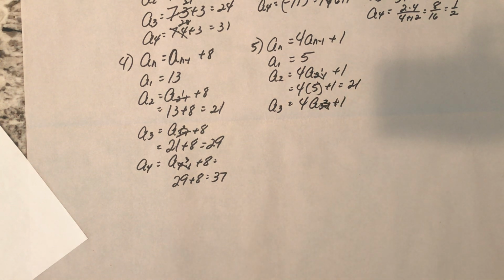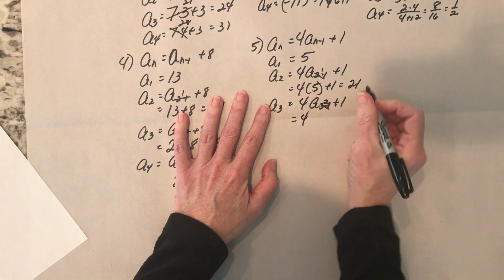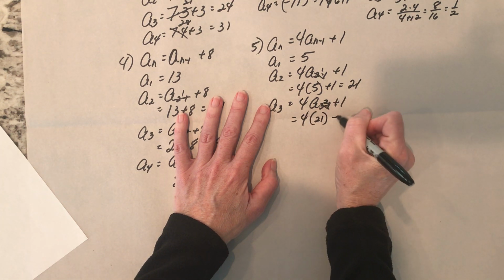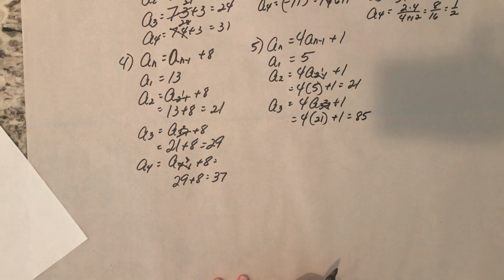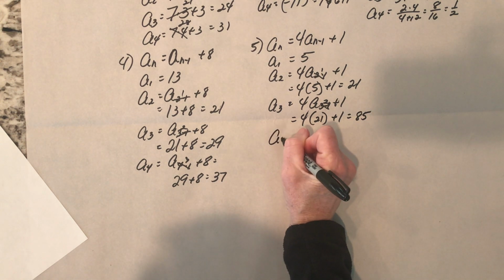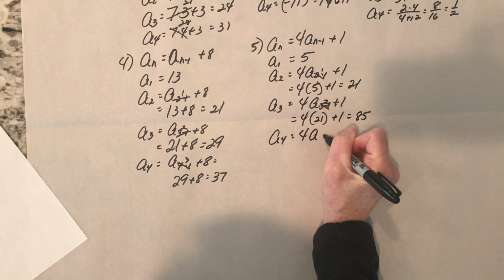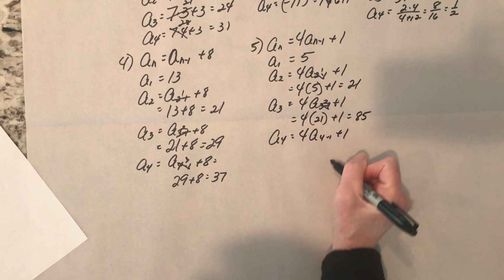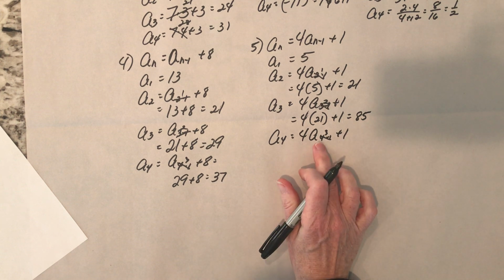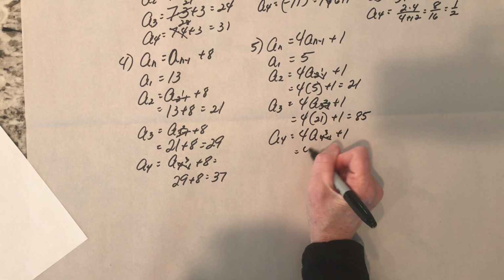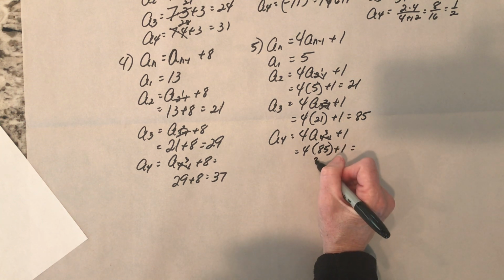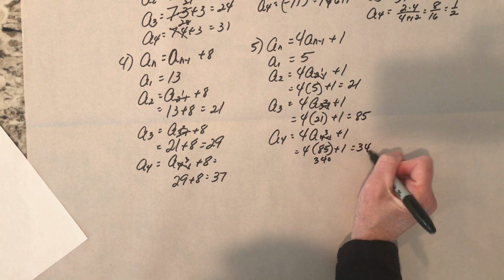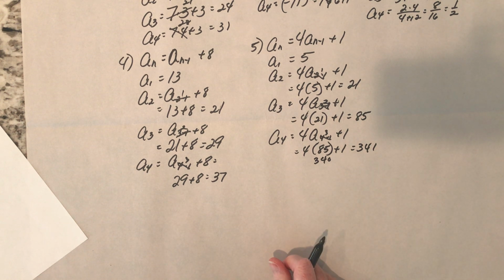That's a 2. So we're going to go 4 times the previous answer, 21, plus 1. This gives you 84. One more gives you 85. And a sub 4 will be 4 times a sub 4 minus 1 plus 1. This is asking you to go after the previous answer, so 4 times 85 plus 1. That's 340 plus 1. We'll get a 341 out of that.